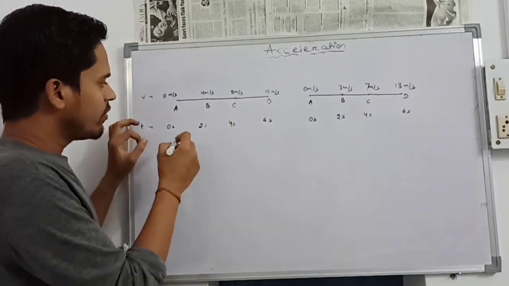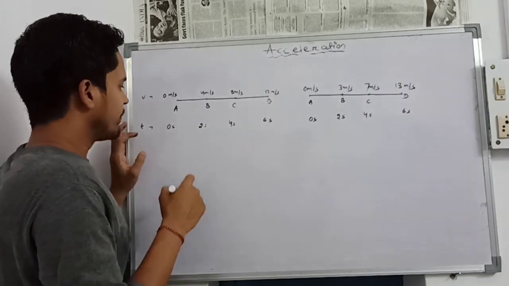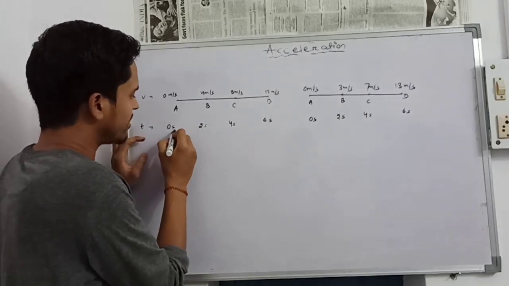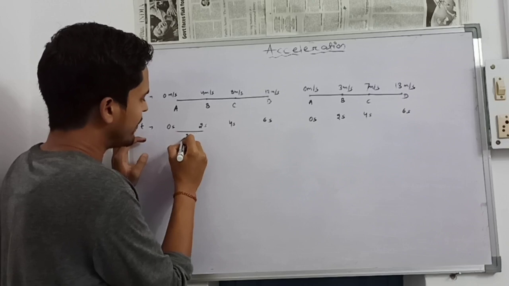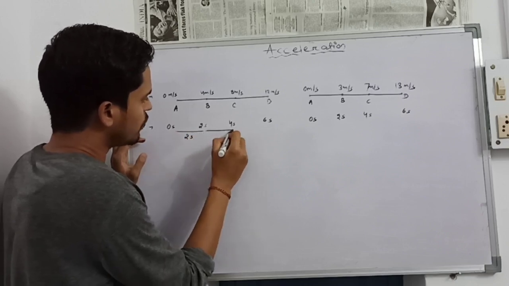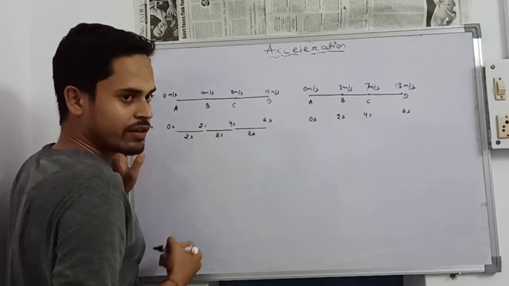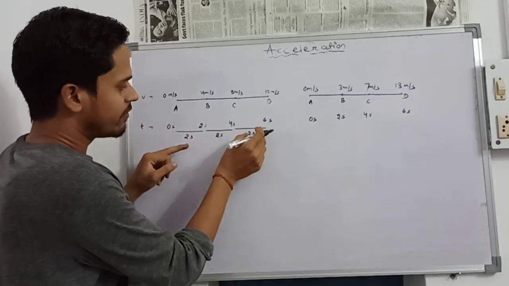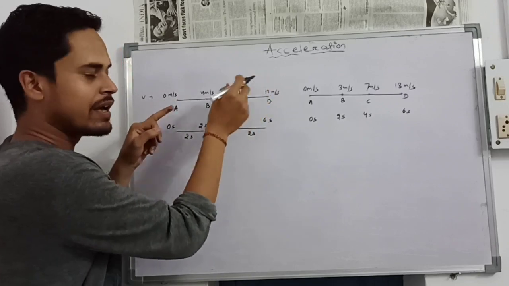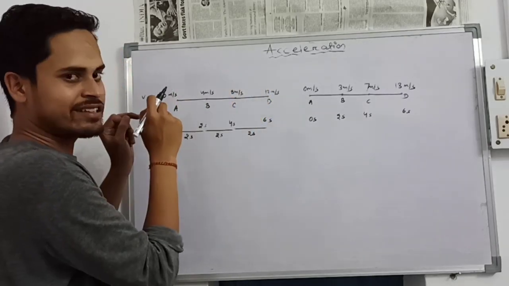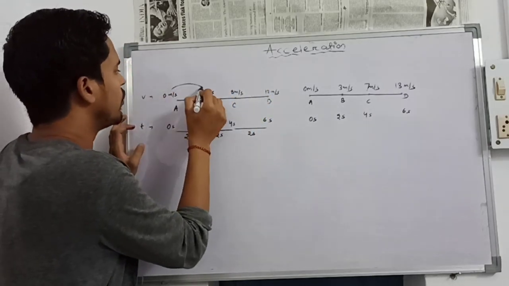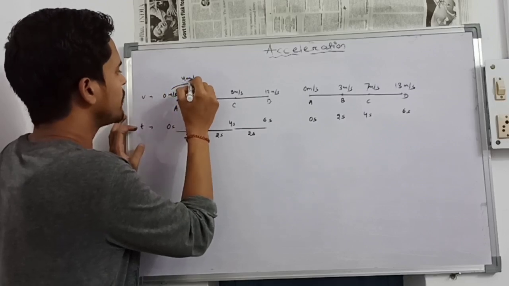Okay. So in this case, what is happening? The time interval you see is 0 second to 2 second. Time interval is 2 second, 2 to 4 second, time interval 2 second, 4 to 6 second, 2 second. So every 2 second time interval we have observed the speed. How is that velocity getting changed here? See, 0 to 4, that is 4 meter per second is the change.